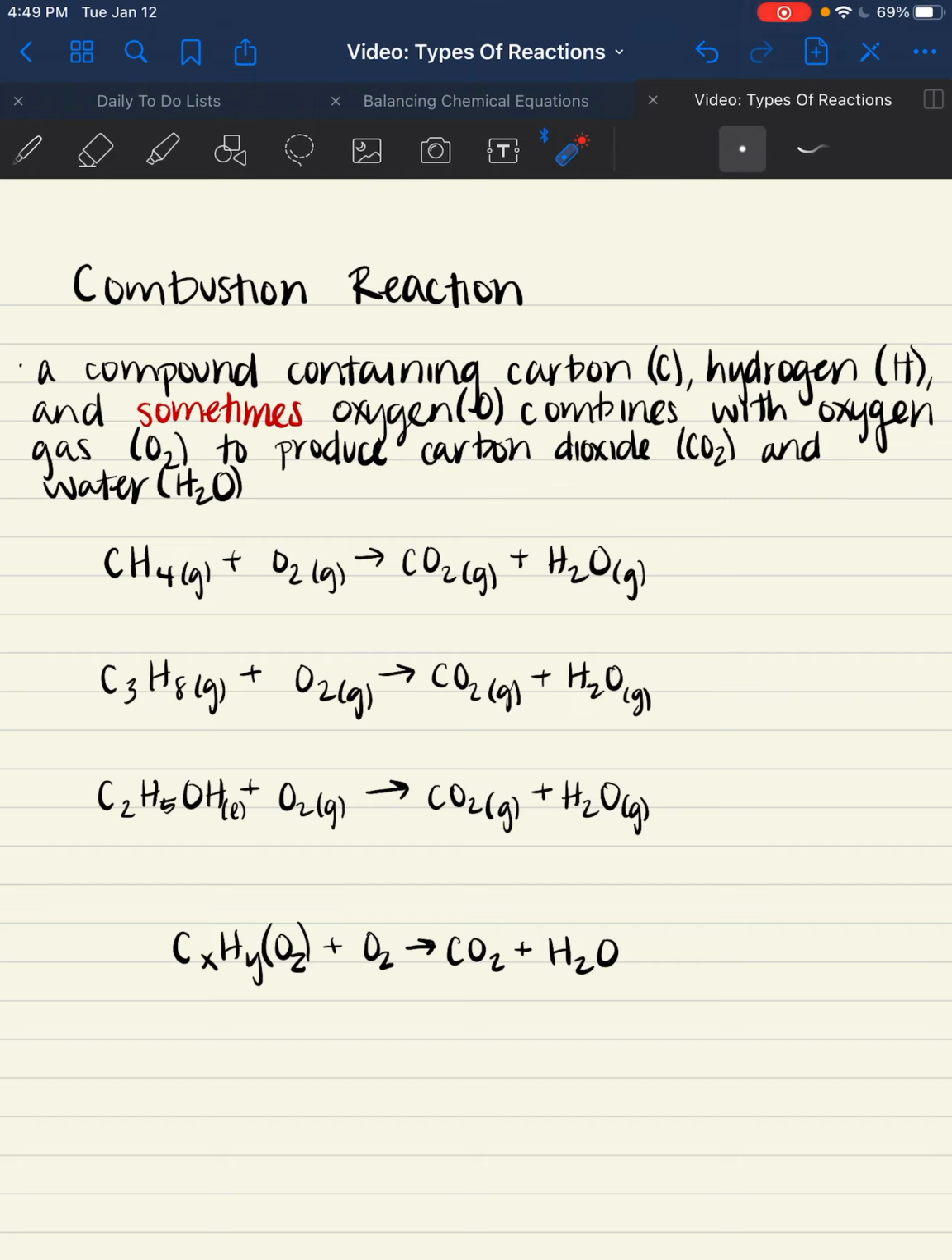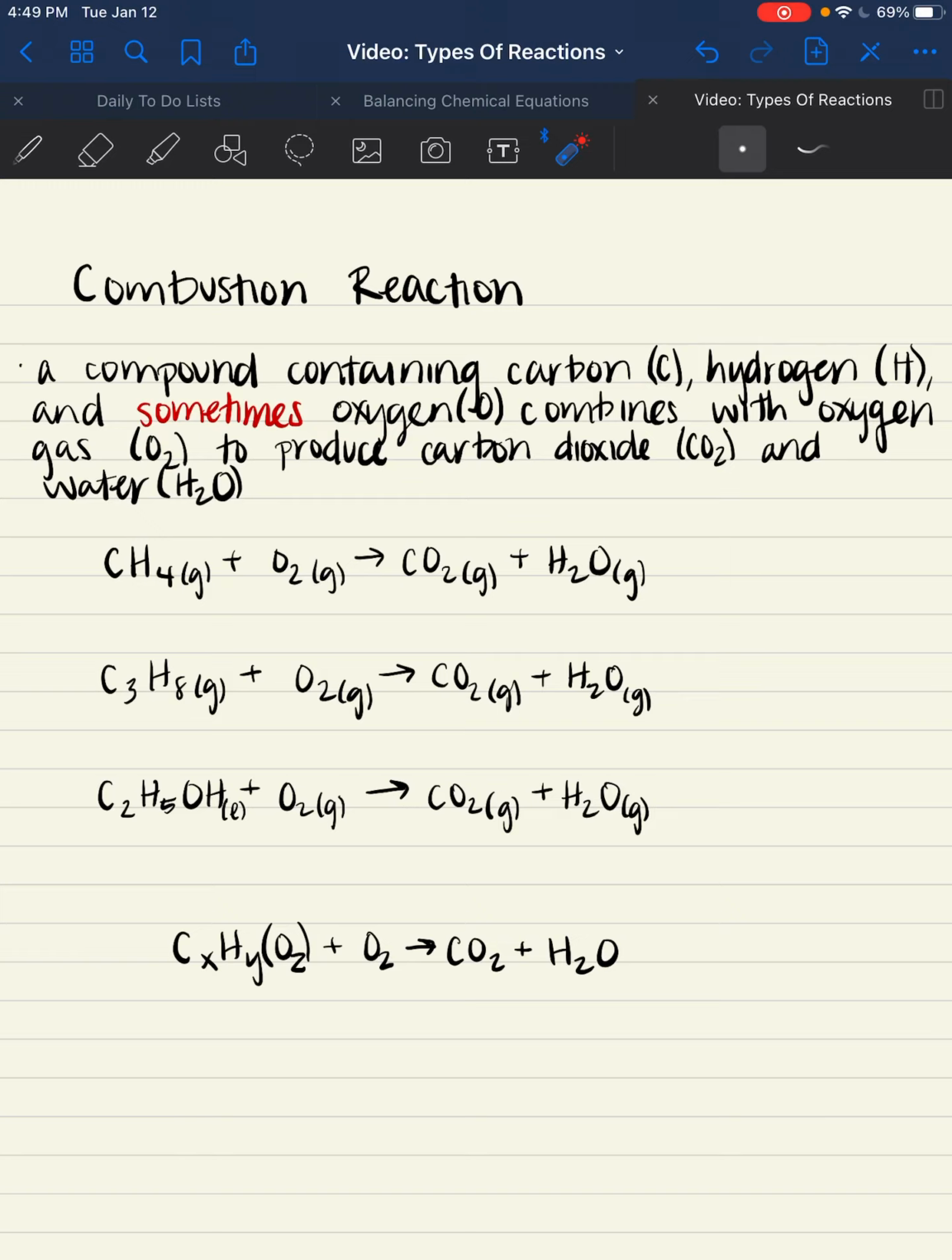Notice that third example, we still have our carbon and hydrogen, but this time we also have an atom of oxygen right here, and it's combining with oxygen gas, and we get the same final product, that's CO2 plus H2O. So generally, if you remember the product side of it, you'll feel pretty confident in identifying a combustion reaction. Here's a formula at the bottom to just sort of help you keep it straight.